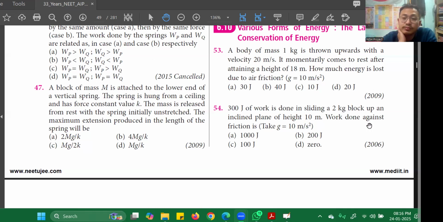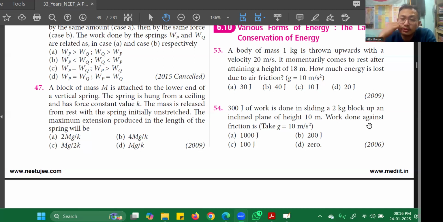Now, the angle theta is not given. So anyway, the work done, the mass, and the height of the inclined plane are given, and the work done against friction is given.